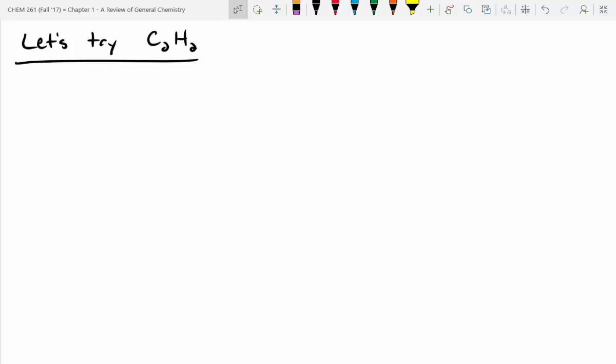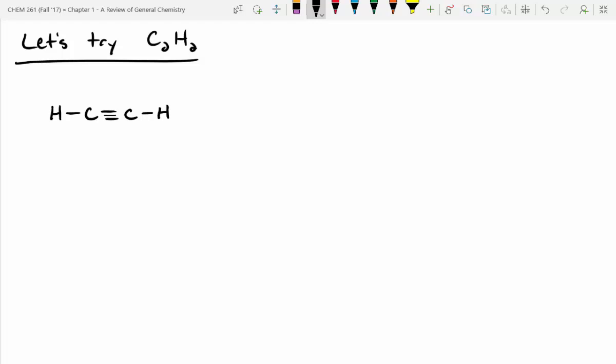Give me a thumbs up if you feel pretty comfortable with your Lewis structure. What's unique about it? Triple bond. So let's make sure we all get that. So carbon, carbon, triple bond. Does anybody know what this is called? It's acetylene. If you've ever done welding, you've probably used an oxyacetylene tank. This is the main carbon source for that.